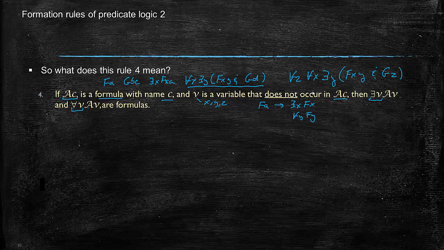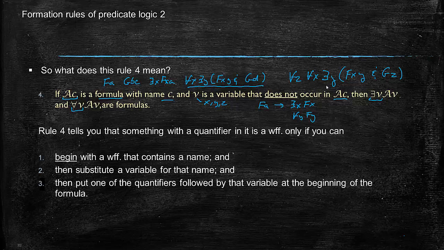You've got yourself a bona fide formula in predicate logic that has a name in it. Stick in a variable for the name, as long as that variable doesn't already occur in the formula. Attach a quantifier to the outside with that very same variable in front of it, and you've got yourself a formula. That's all Rule 4 says.